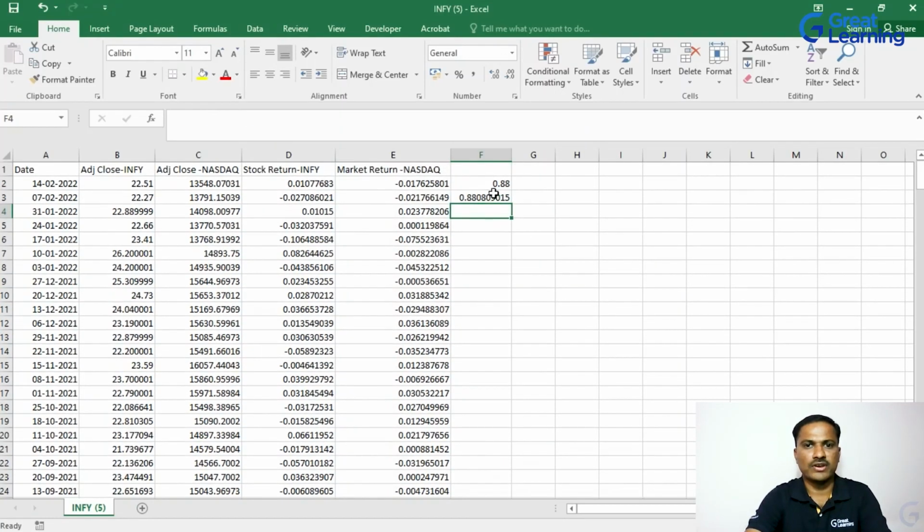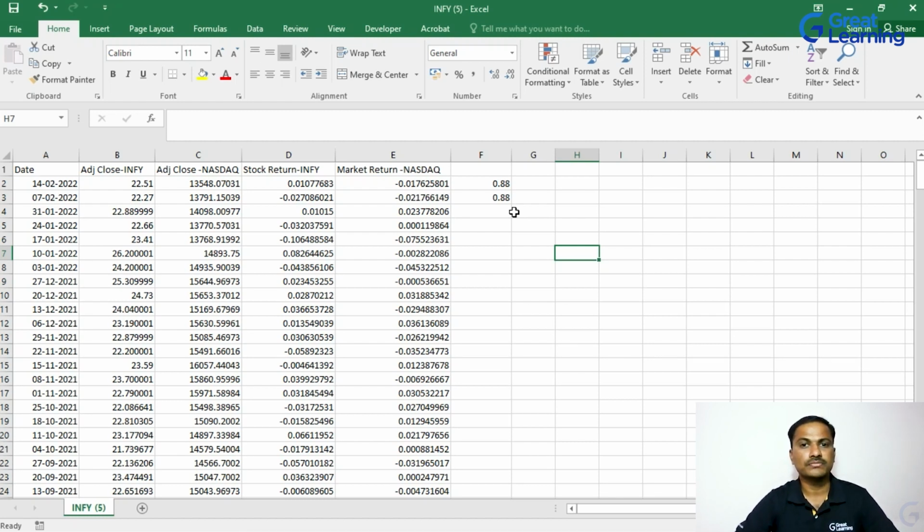So that is the same value. So you see, this is the same value. So here the beta is 0.88. What does it indicate? Beta is less than 1. So when the market is moving upward, the stock will also move upward, but not at the pace at which the market is moving.